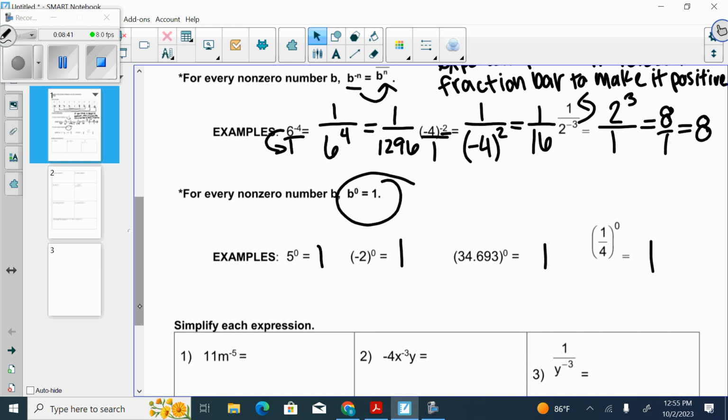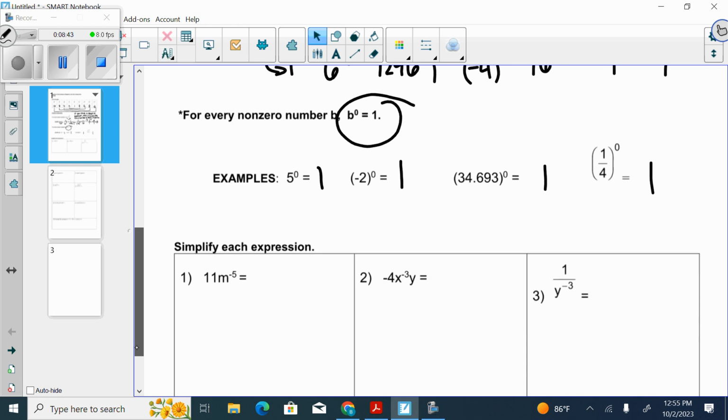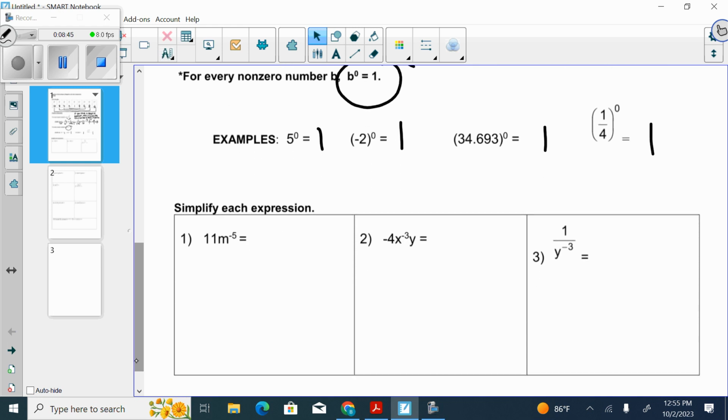Okay, so keeping these rules in mind, now we're going to simplify these next few examples. All right, so looking at number 1, we've got 11. Does the 11 have a negative exponent? No, the 11 does not, right? The m does. So I'm going to leave the 11 alone. It's perfectly fine where it is. But the m does have a negative exponent.